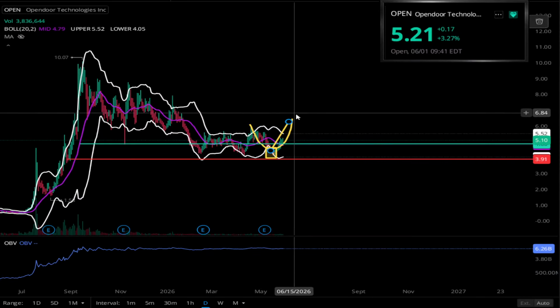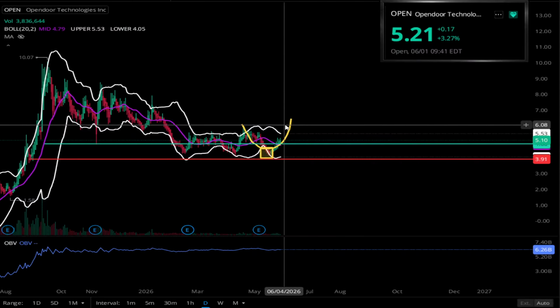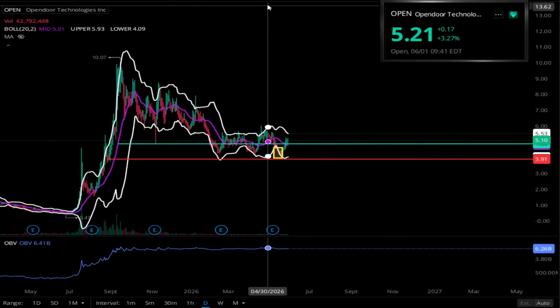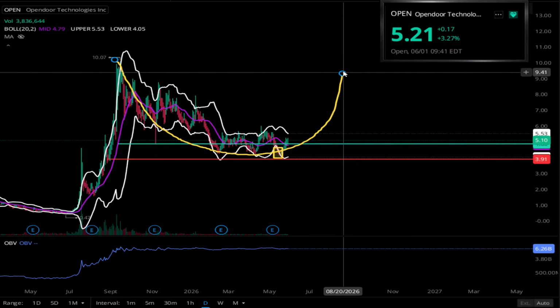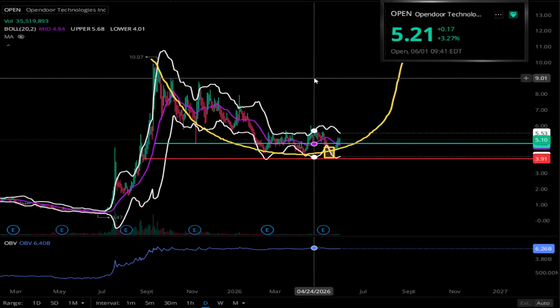Now, the setup isn't super, super good to continue entering into as of this second. You do want to let it pull back a little bit. However, if we see the continued buying, then where is this going? Very likely to this $10.